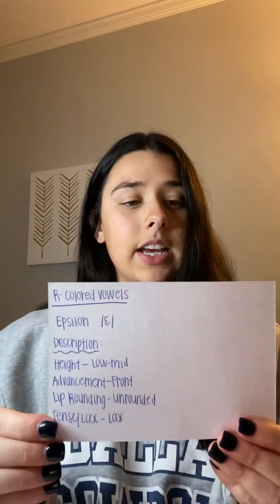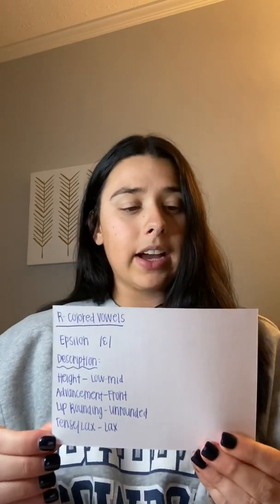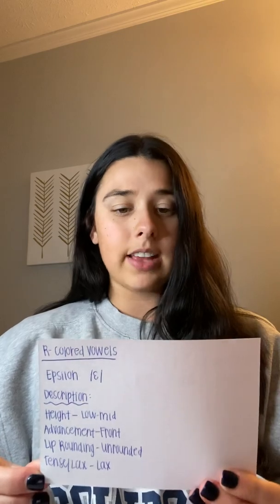Next is the epsilon. The height is low mid, the advancement is front, the lips are unrounded, and it is lax. And then I wrote some sample words on the back: pretend, repent, and marry.